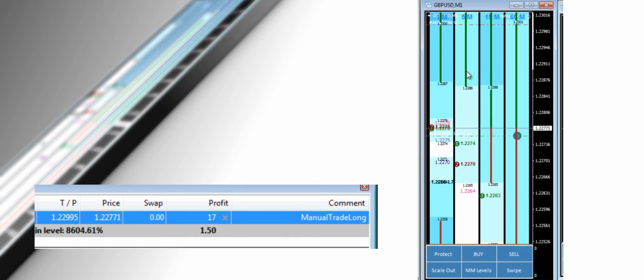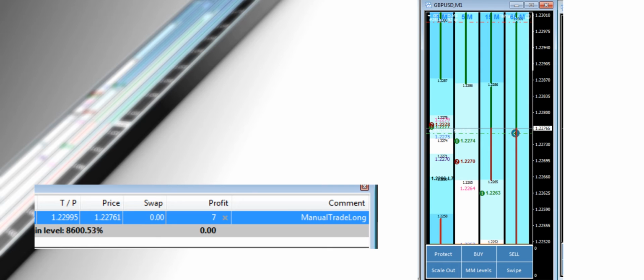Well, plus 15, it's going to be here. So this is going to be the next target no matter how I look at it. It happens to be about a 25 pip target because my hard target on the manual trade is 25 pips, and it put it right there. So it's just bouncing around. We'll just kind of let it work.